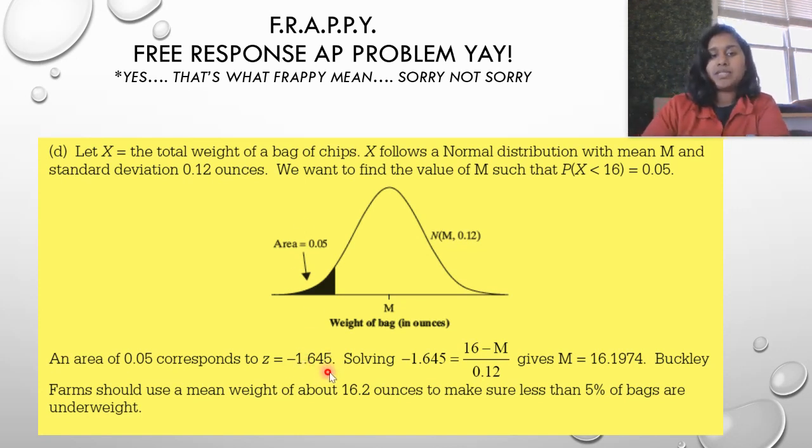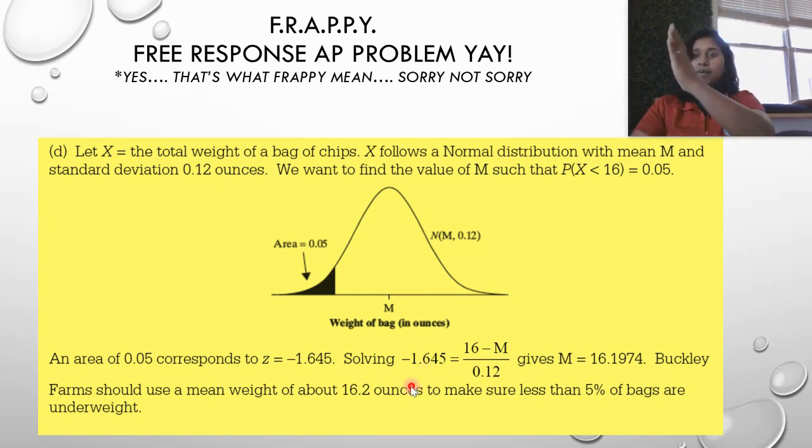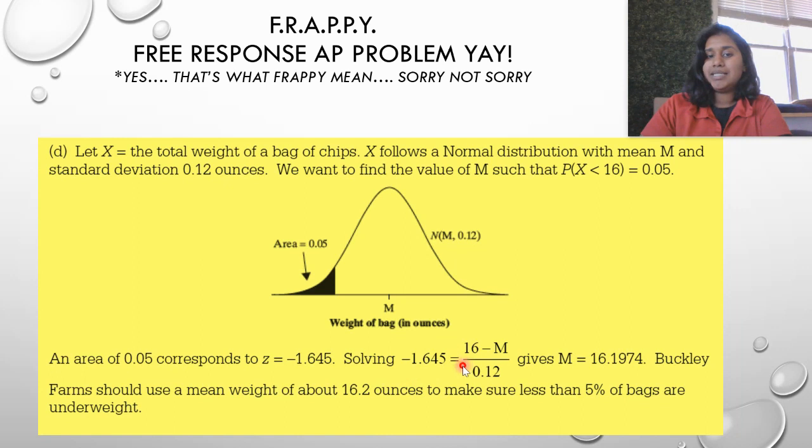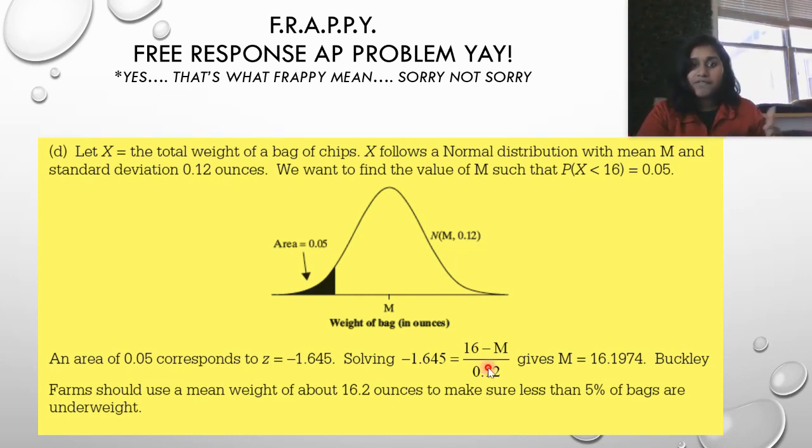We got negative 1.645. If I plug that z value into z equals the observed minus the expected over error, then z is equal to the observed minus the expected. We don't know the expected this time, right? We want to know the new average. So we don't know the mean, and we divide by the error. If we solve this out, we get a mean average of 16.19. Not too much higher than the previous, but a little bit higher. So if Buckley wants to make sure that we have less than 5% below 16 ounces, then we have to use an original mean weight of about 16.2 ounces to make sure that only 5% of our bags are underweight.